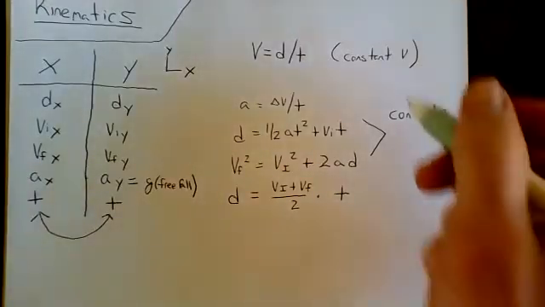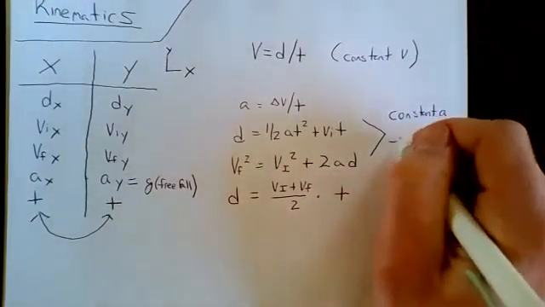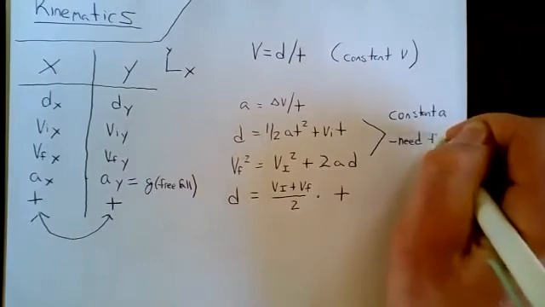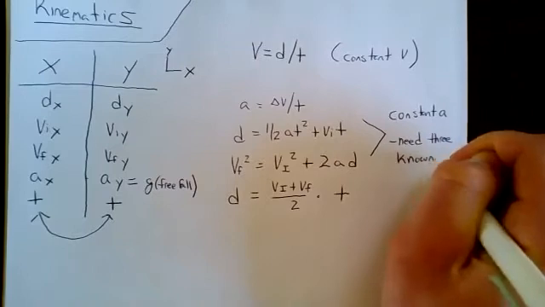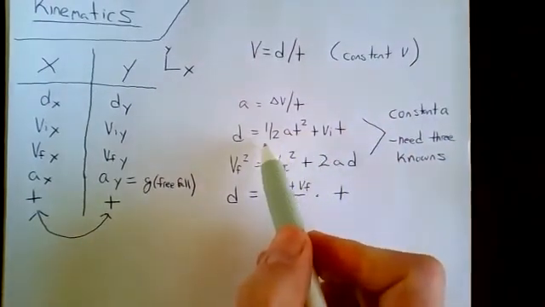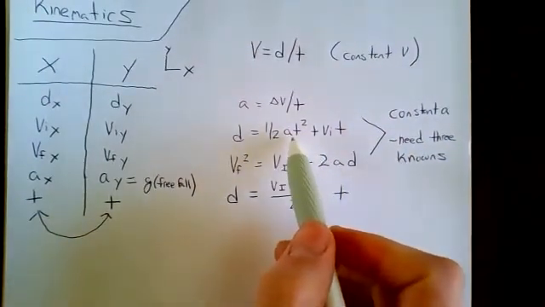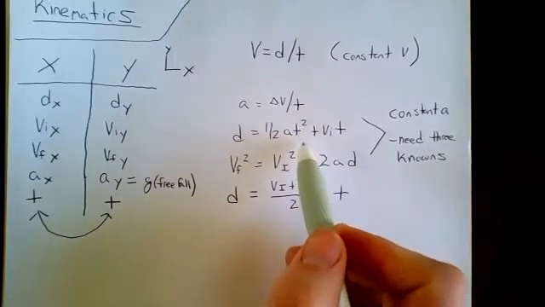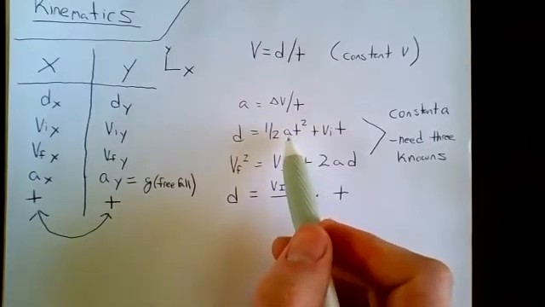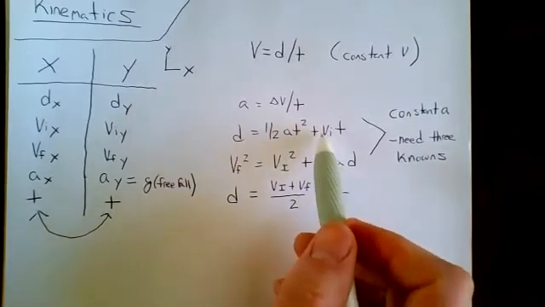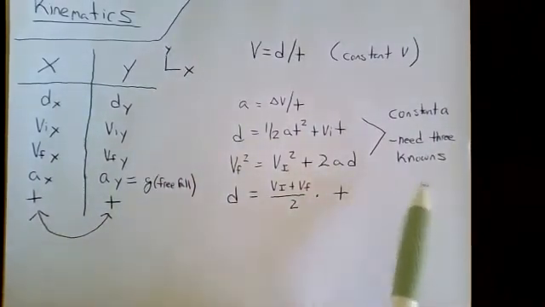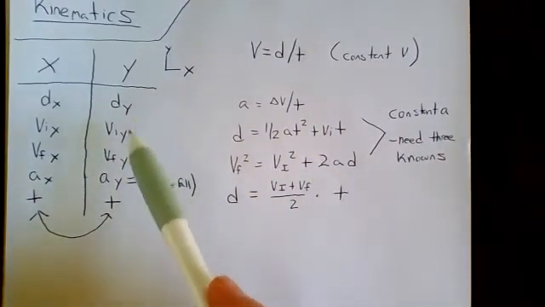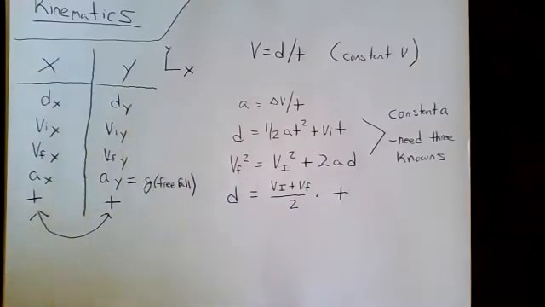And the key is, whenever you're using these equations, you need 3 knowns for them to work. For example, to use this equation, you need to know 3 things to solve for the other thing. Often, you know acceleration, you know time, you know initial velocity. That gives you displacement. So the key is you need to know 3 of these 5 variables that are listed here.